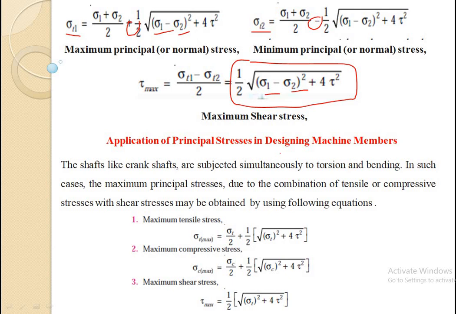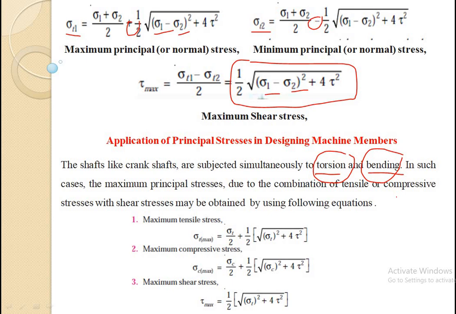Now why is it necessary to determine the values of principal stresses, that is the maximum principal stress or minimum principal stress? Because elements like a crankshaft are subjected simultaneously to torsion and bending. Take the simple example of the crankshaft, or you can take the example of a propeller shaft. In application, this kind of element is subjected to simultaneous torsion. We have studied the concept of torsion and the concept of bending.